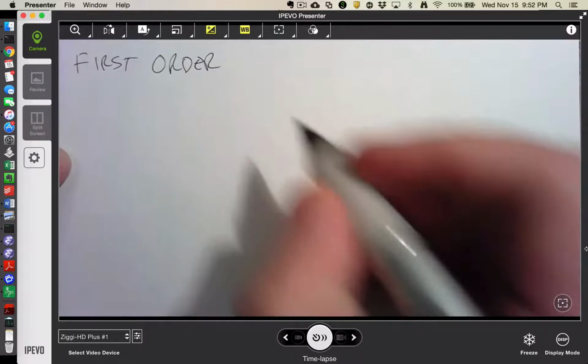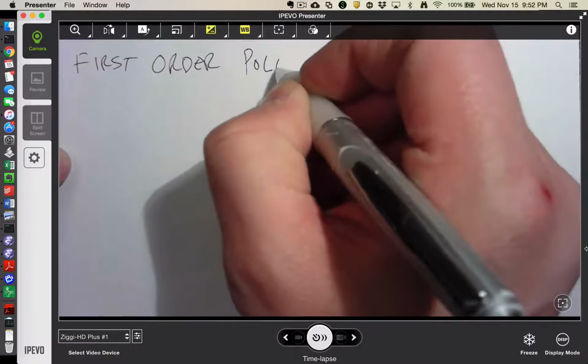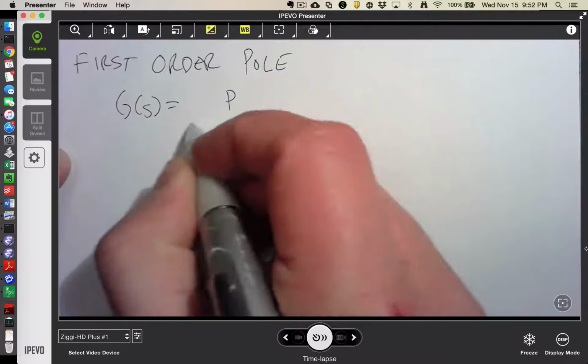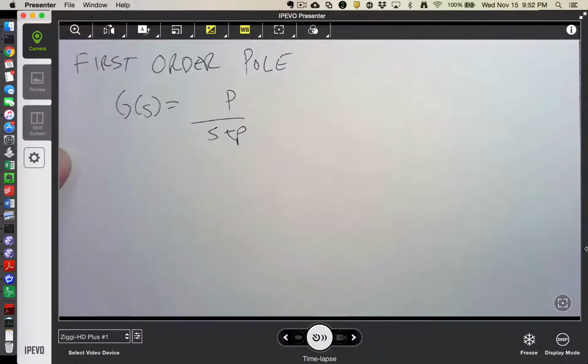Okay, so next, let's consider the third building block of transfer functions, the first order pole. By that, I mean that G of S is equal to P over S plus P. Maybe I haven't said this explicitly, but we're going to have a semi-log axis on our frequency axis, and we're also using dB magnitude to make our y-axis logarithmic. That's going to allow us to separate this into two straight line sections.